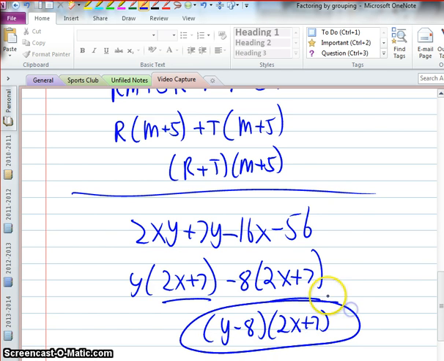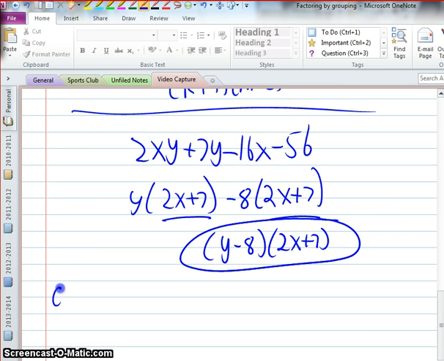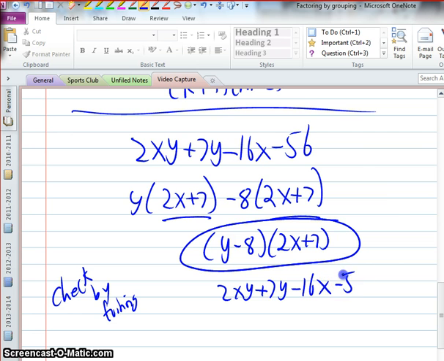And here's another cool thing about this. You can always check your work by foiling. Meaning, look at my answer here. If I took this answer and I foiled it, I would have, okay, the first is y times 2x, so 2xy, outside terms, inside terms, and last terms. Look at that, you can check and see that you've done it correctly, and that's a really good feature. All right, next we're actually going to start factoring trinomials.